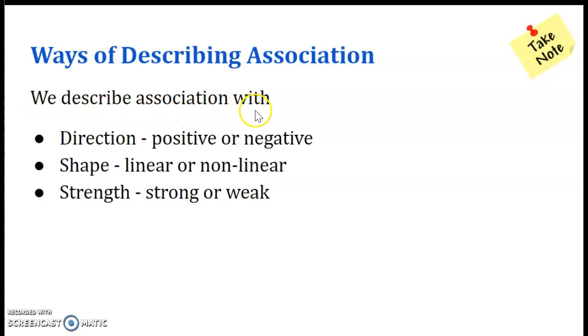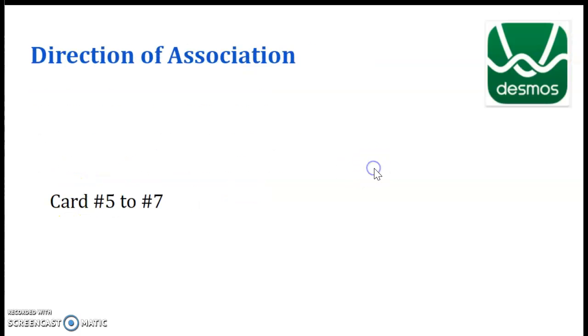So, ways of describing association. We describe association with direction, shape, and strength. Those are the three things that we use. Direction tells me whether it's positive or negative. Shape is whether it's linear or non-linear, and strength is whether it's strong or weak. Okay, we're going to go more into this, but for now, can you just write this down? Okay, so association, how do we describe association? By direction, shape, and strength.